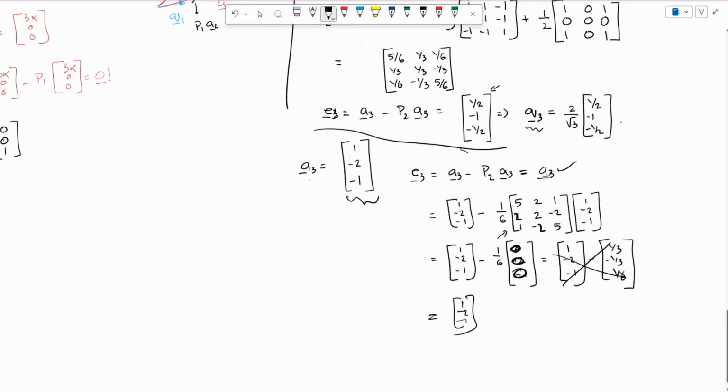Okay. I hope that clarifies questions about QR decomposition. Tomorrow we'll start the new module on matrix inverses. Thank you.